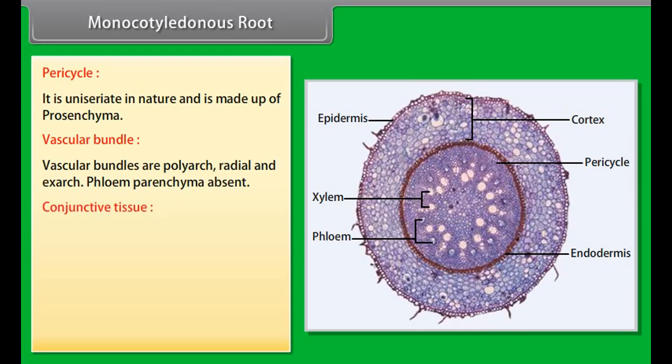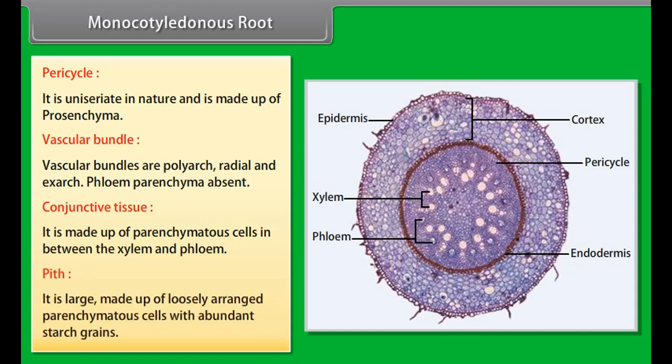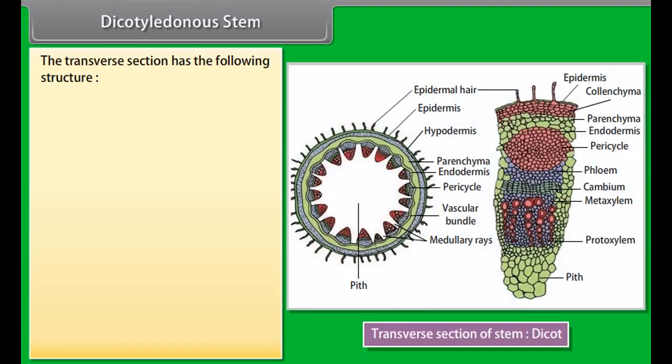Conjunctive tissue. It is made up of parenchymatous cells in between the xylem and phloem. Pith. It is large, made up of loosely arranged parenchymatous cells with abundant starch grains. Dicotyledonous stem. The transverse section has the following structure.